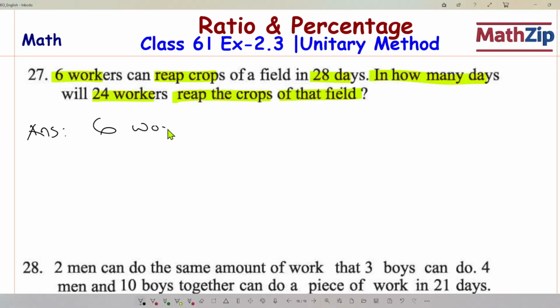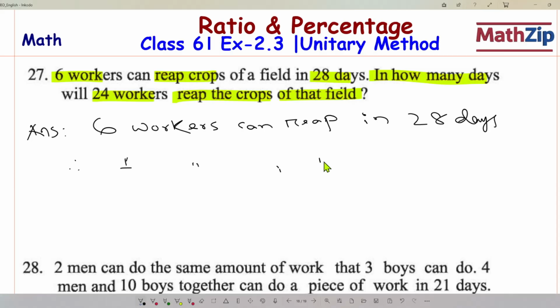6 workers can reap in 28 days. So one worker can reap in 28 times 6 days.